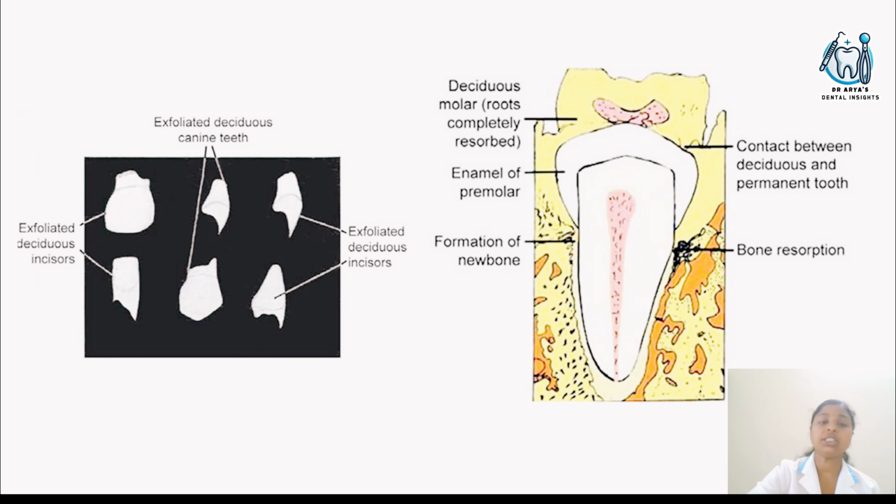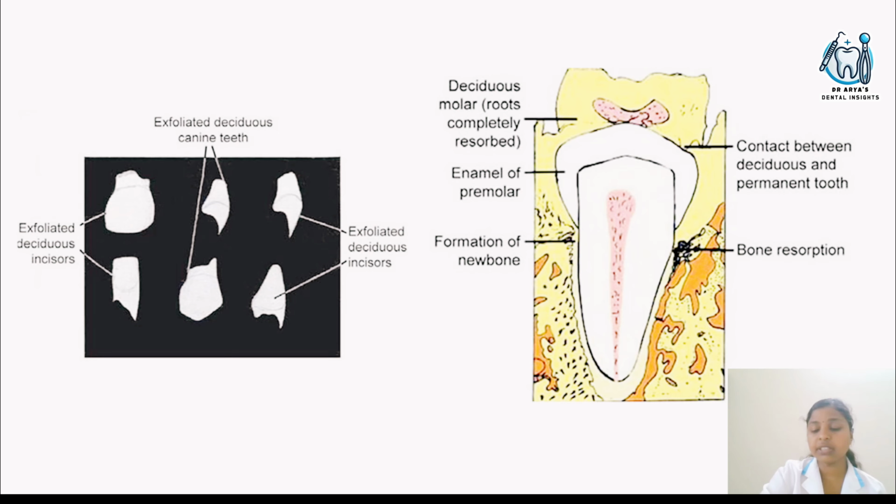So exfoliation occurs 2 to 3 years after the deciduous root is completely formed. Here these are the exfoliated deciduous canine teeth, and these are the exfoliated deciduous incisors. So these are the incisors and these are the canine teeth. The root begins to dissolve, resorbing at its apical end and continuing in the coronal direction.